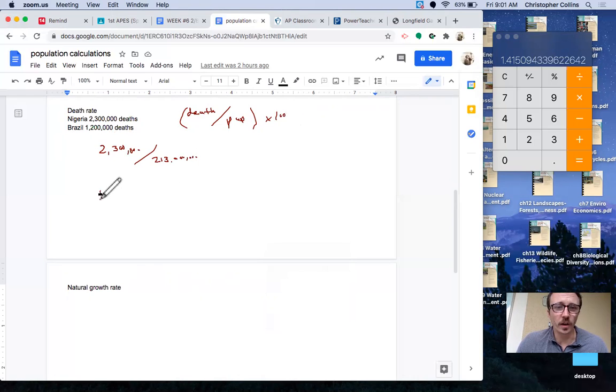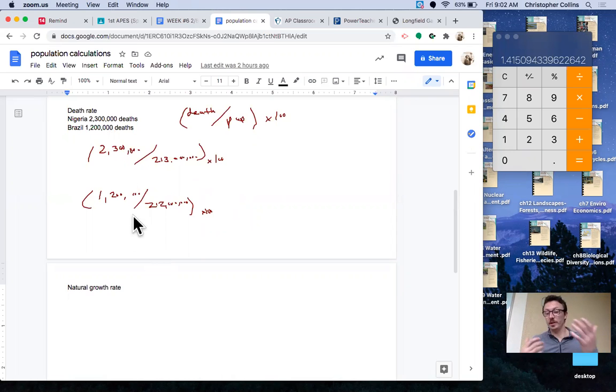And then for Brazil, there were 1,200,000 deaths in a total population of 212 million. Okay. And before I get carried away, let's not forget that after we do that division, we need to multiply by 100. All right. Now, looking at this, again, our intuition is telling us the birth rates in both of these countries are far greater than their death rates, right? So there's still going to be some growth in both of these countries.